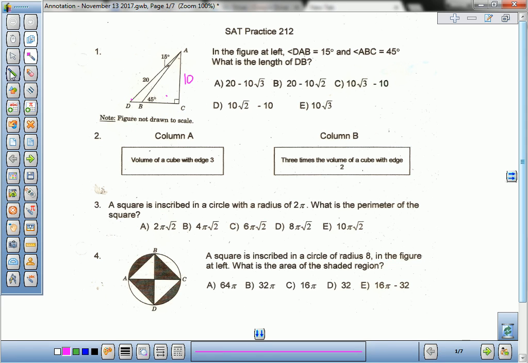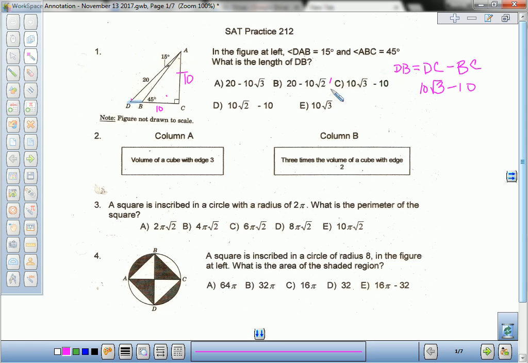Okay. Now, big picture idea, they're asking us for the length of BD. So in this case, not BD, DB, same thing. DB is going to be DC minus BC. Can't do any letters correctly today. So, we know if the short leg is 10, then the long leg would be 10 roots of 3. Now let's focus in on this not drawn to scale 45, 45, 90. If this is 10, BC is also 10. So the answer is C.